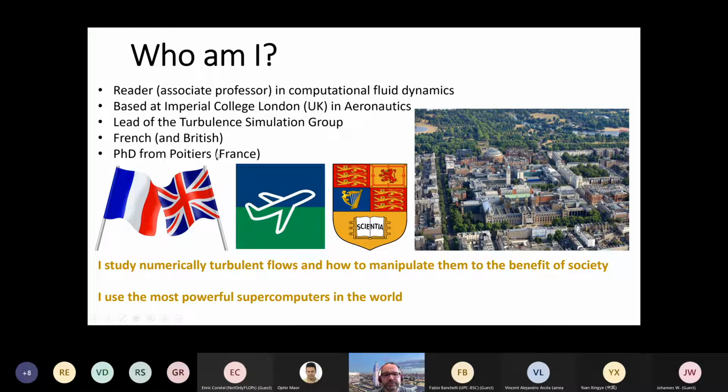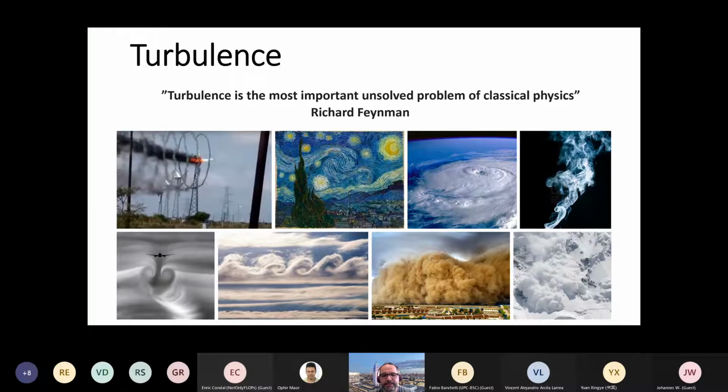I did my PhD in Poitiers in France, which is a small city in the middle of France. And as I said, my research is to study numerically turbulent flows and how to manipulate them to the benefit of society. And I will give you some examples in this presentation. And to study turbulent flows, I'm using supercomputers. And I guess this is where and why you are here today.